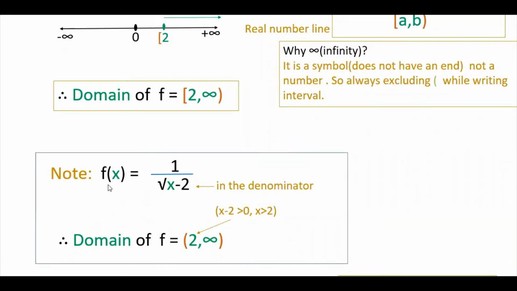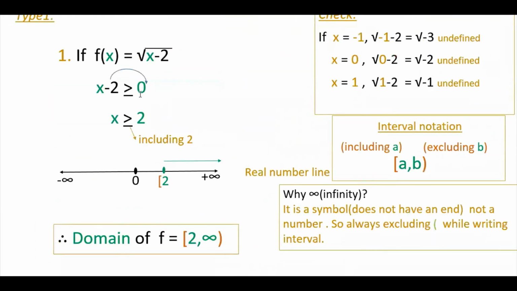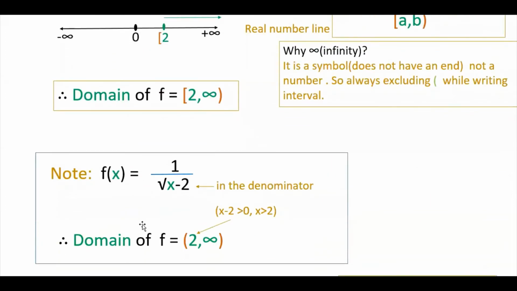If you see this example, f of x is equal to 1 by square root of x minus 2. In the previous case, f of x is equal to square root of x minus 2. But here it is in the denominator. So if it is square root of x minus 2, just check here. It should be greater than or equal to 0 because it is in the square root. But here it is in the denominator. It should be greater than 0.